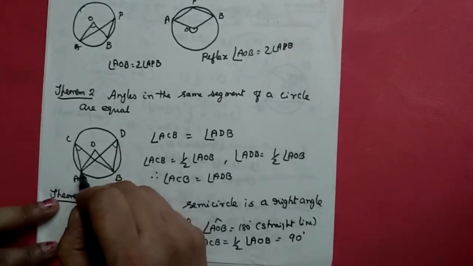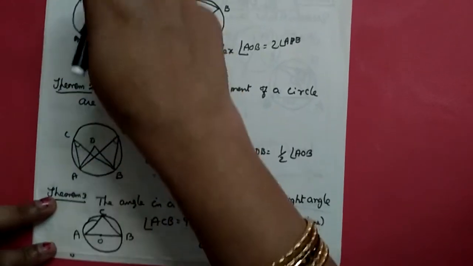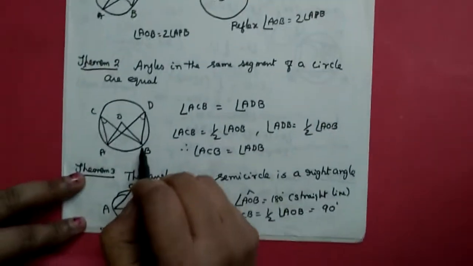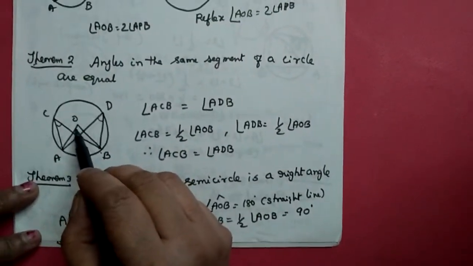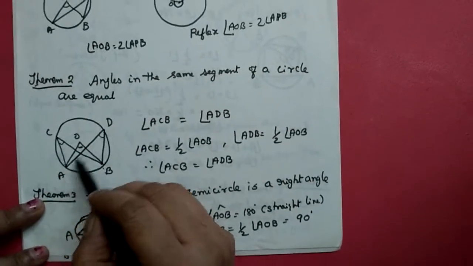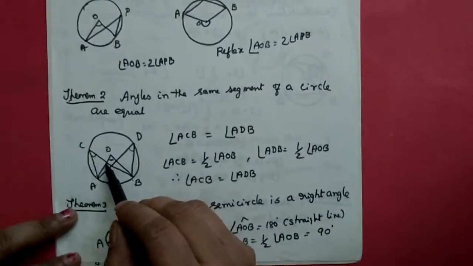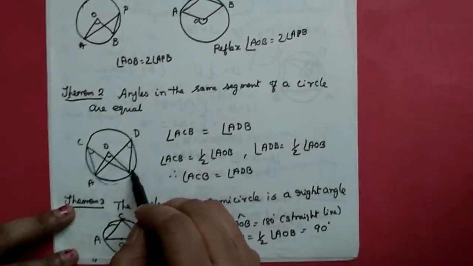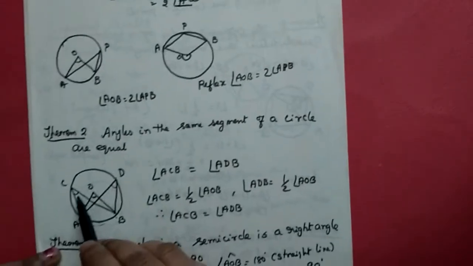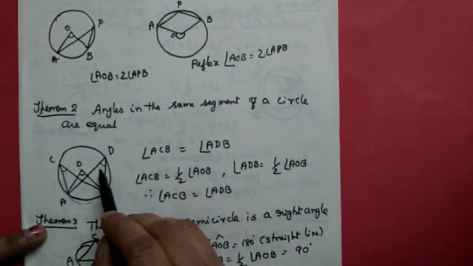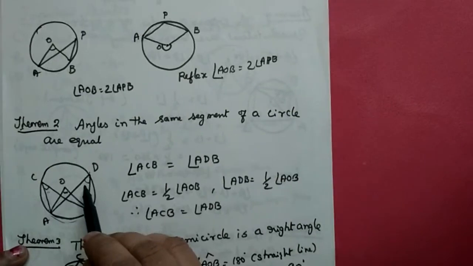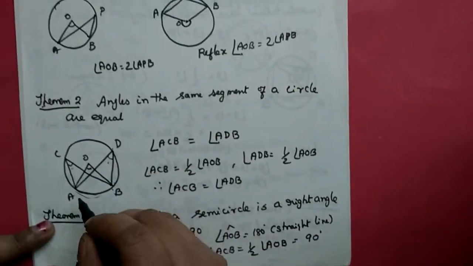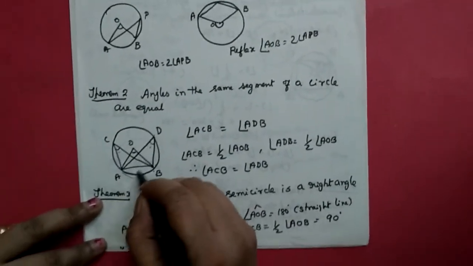Now construction: join AB with O. Now according to the previous theorem, angle AOB is equal to 2 times angle ACB, or ACB is equal to half of angle AOB. Similarly, ADB is equal to half of angle AOB because this is an arc subtended at the center, the same arc subtends here, the same arc subtends here. So this is also half of AOB. Therefore, ACB is equal to ADB. So angles in the same segment, that is in the major segment. Suppose you are taking the minor segment, the same proof.